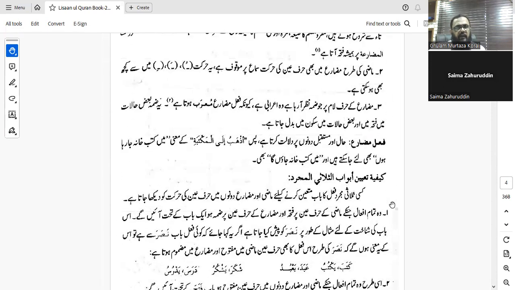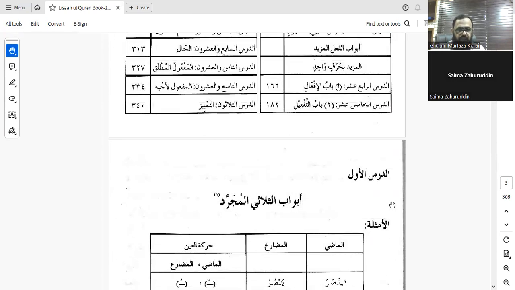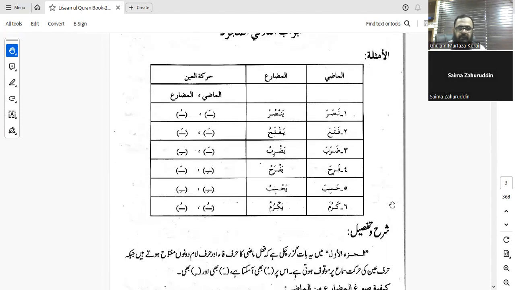So before discussing how the fail al-mazi is made and how the fail muzari is made, I repeat again for our listeners that the verb is the most important part of any sentence or kalima, because it conveys the meaning. In Arabic, we can make a sentence by joining two asma together, because Arabic happens to be more fasih and more classical than any other language on the face of the earth.